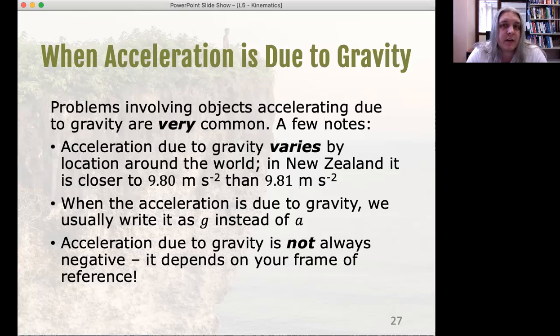As you'll see in the worksheet, and indeed in the example I'm about to do, there's plenty of occasions where you want to define downwards as positive, and so then acceleration due to gravity would be positive as well. So do be careful. Again, that's part of doing the physics. Keep in mind which directions, what your frame of reference is, all of that kind of stuff.